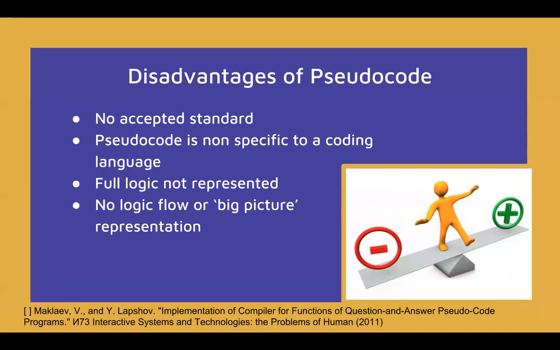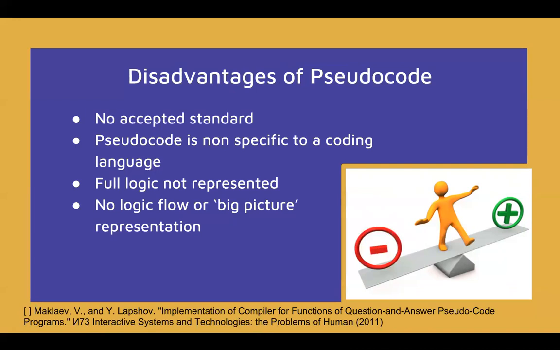There are a few disadvantages of pseudocode to consider. Pseudocode does not have an accepted standard, so pseudocode keywords may vary from creator to creator. One creator's logic instructions may not seem as logical to the next. Also, from the viewpoint of a programmer, pseudocode is non-specific to a coding language. However, this could also be considered an advantage.